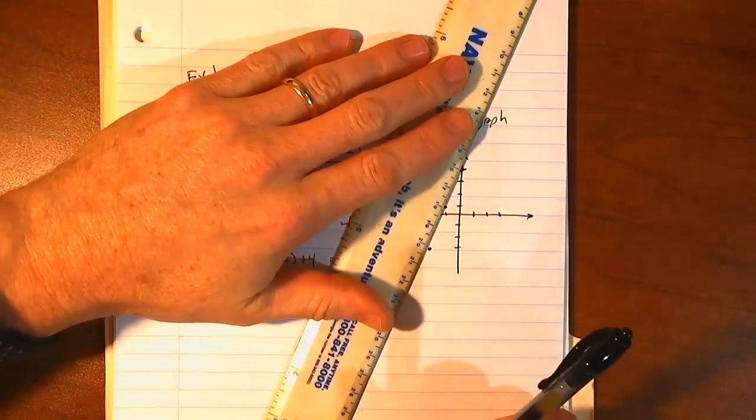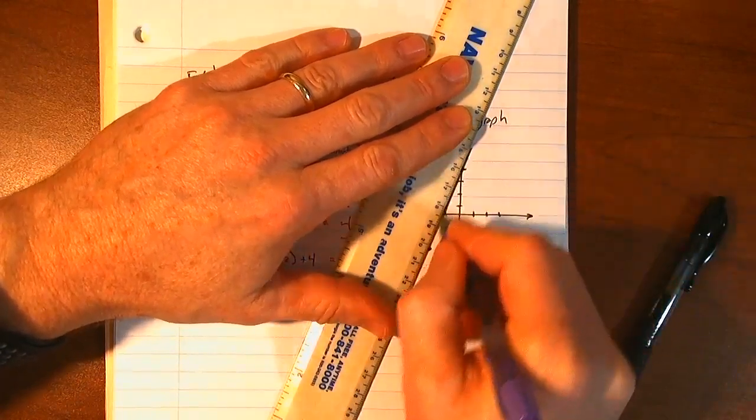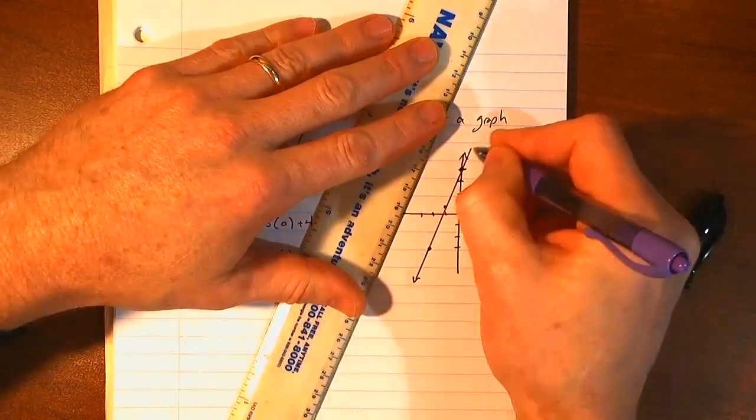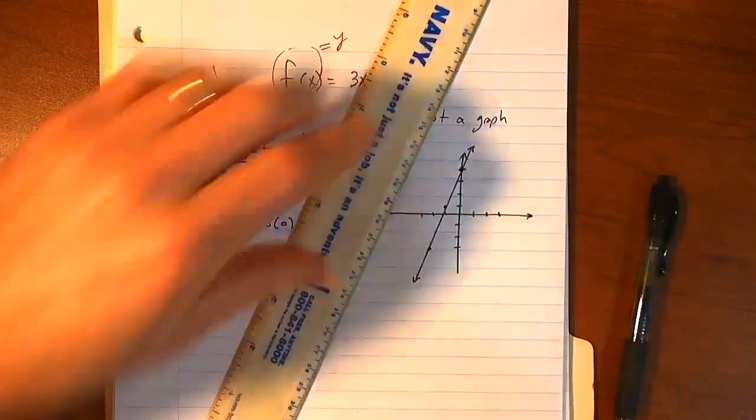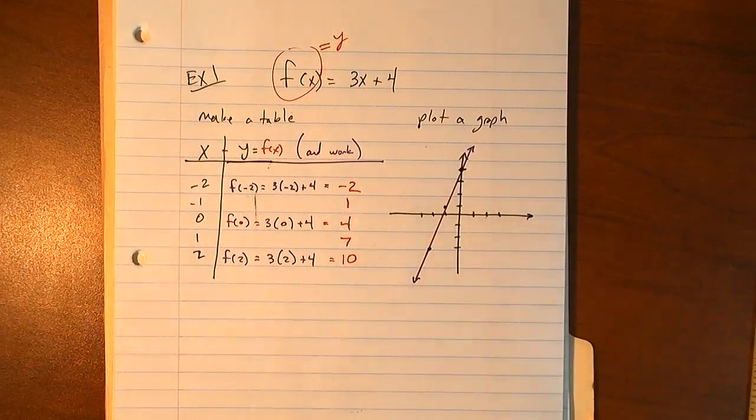So now I'm going to go ahead and just connect my dots. And you can see, because I didn't use graph paper, my graph is pretty close, but it's a little tiny bit off, okay? And we're looking for pretty decent graphs here. So try and get that as accurate as you can when you make that graph.